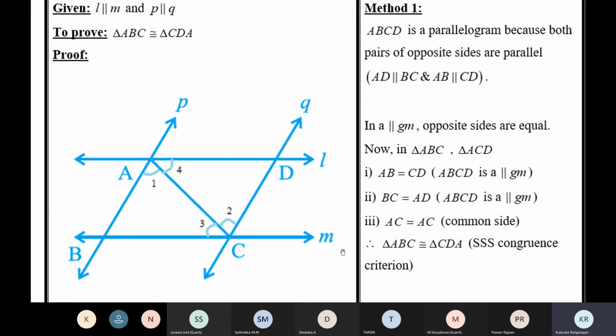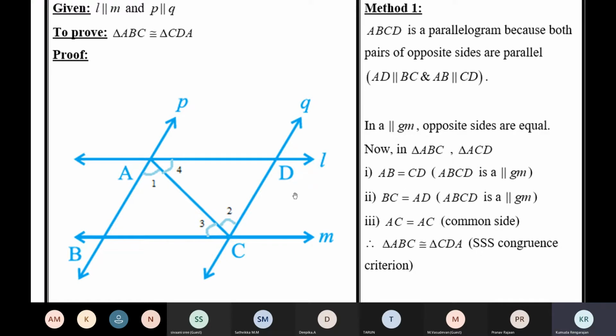Because L is parallel to M, we have AD parallel to BC. And since P is parallel to Q, we have AB parallel to CD. So what does this mean? In the quadrilateral, both the pairs of opposite sides are parallel, and hence ABCD is a parallelogram. All right. Now we proved that ABCD is a parallelogram.